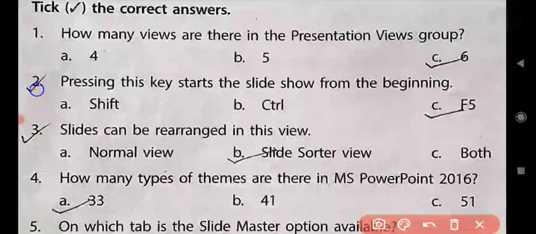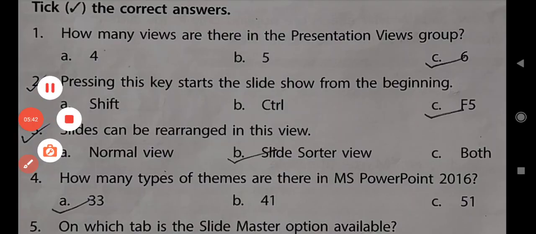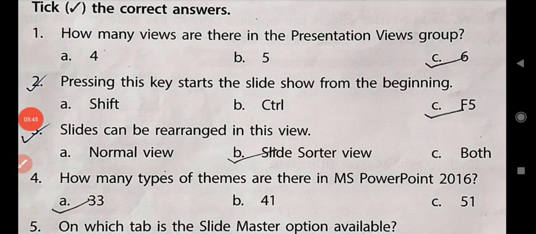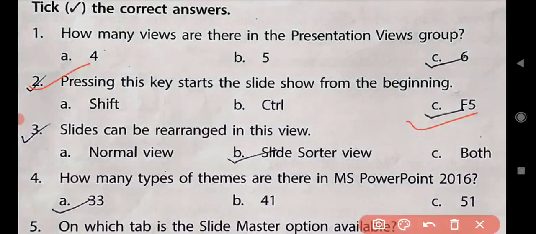Now come to the next, that is the second one. See here, pressing this key starts the slideshow from the beginning. The options are Shift, Ctrl and F5. The correct answer is C, F5. So F5 is the key that starts the slideshow from the beginning.